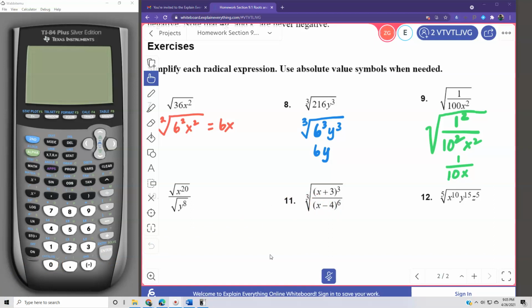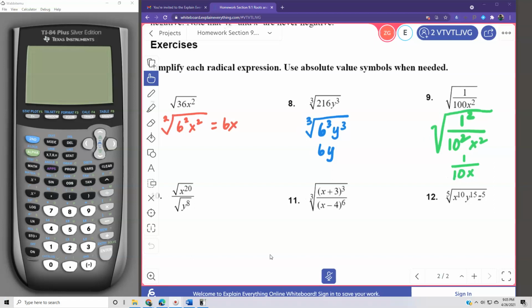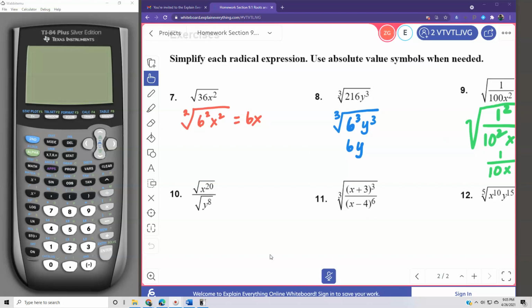Let's go ahead and do number 10. And I'm going to move it just slightly. Number 10, I'm doing number 10. And we notice that we have x raised to the 20th. So remember, we're going to have a power raised to a power. And we know that the index is 2. In other words, it's x squared. So it's going to be x to the 10th power raised to the 2nd power. And this will be the square root. And this is y to the 4th power raised to the 2nd power.